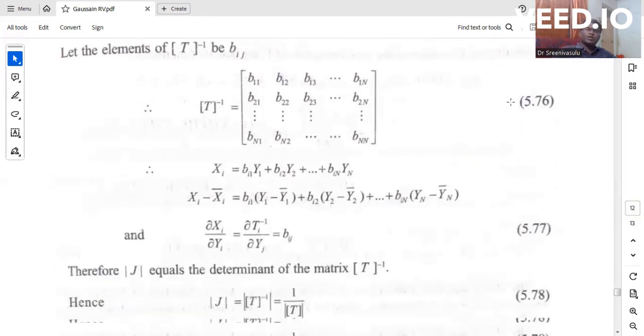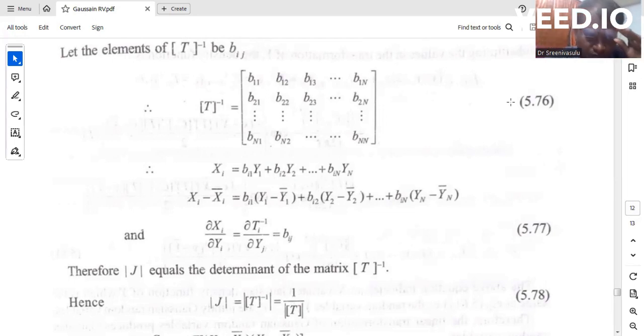Now, if you want to write this equation from this matrix form, suppose you want to write for x1, you will get bi1, y1, bi2, y2 plus and so on, bin, yn. That is the generalized equation if you write.